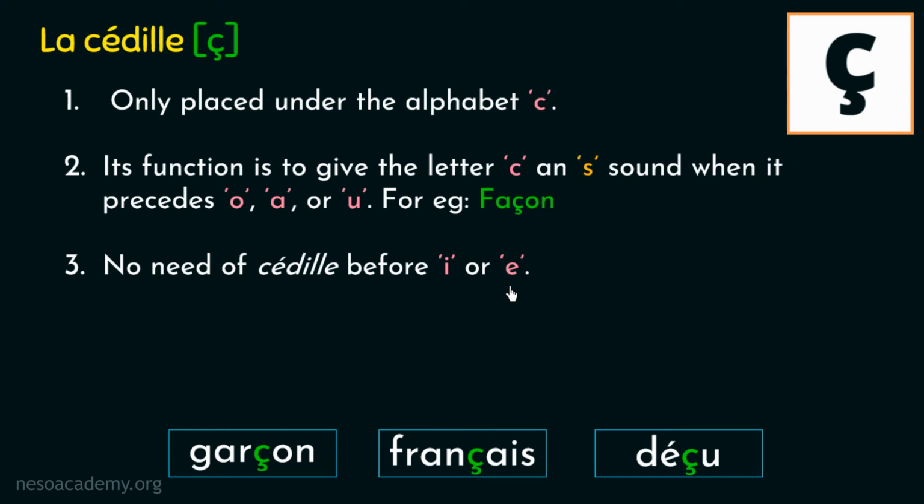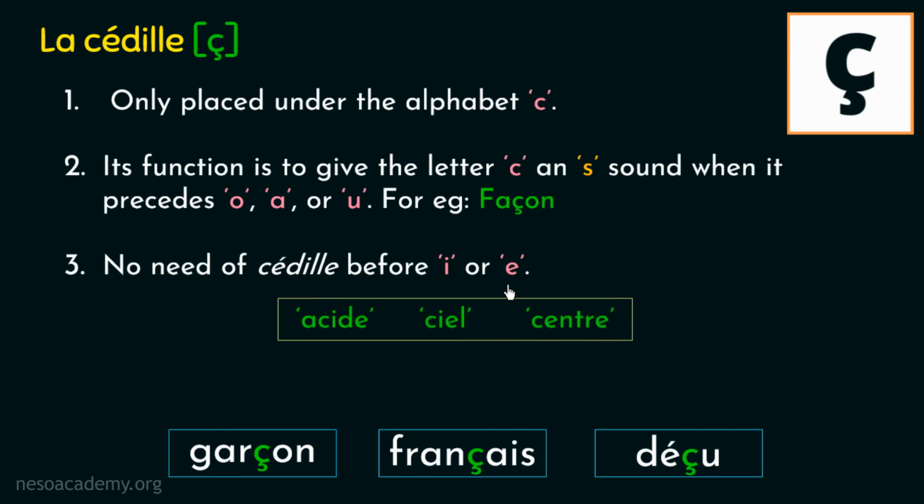Is it confusing? Don't worry. I have taken some examples to make you understand. Now I want you to observe these 3 examples. You will find that in the first 2 examples, the alphabet C precedes the alphabet I, and in the third example, the alphabet C precedes the alphabet E. Now I will tell you the pronunciation of these French words one by one. So starting from the very first one.